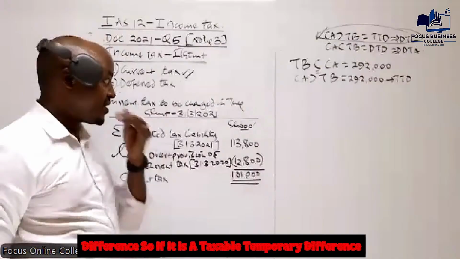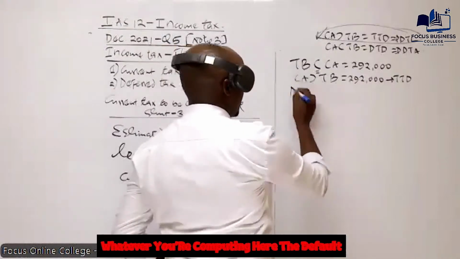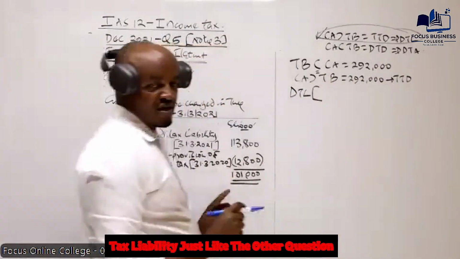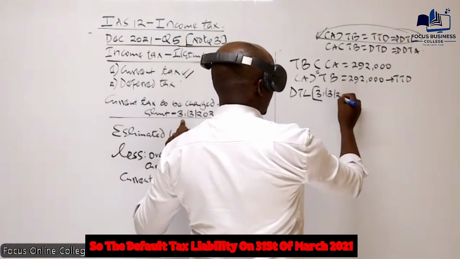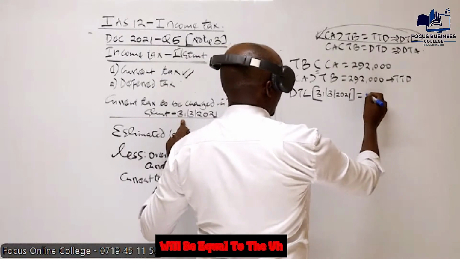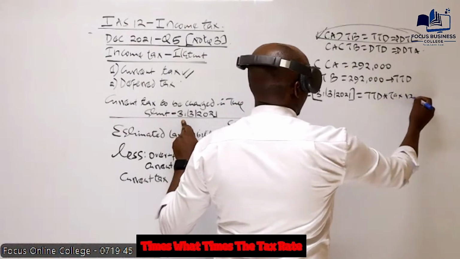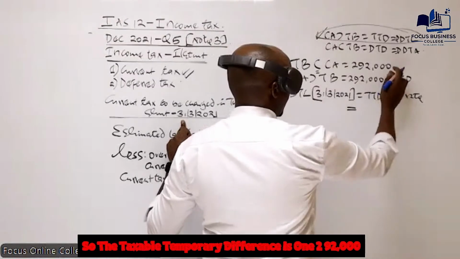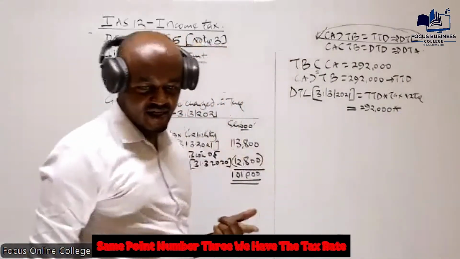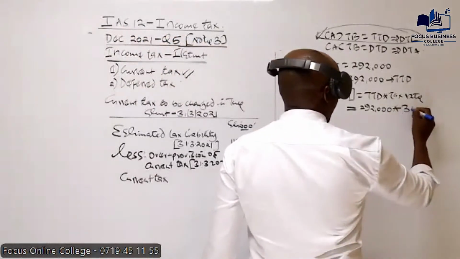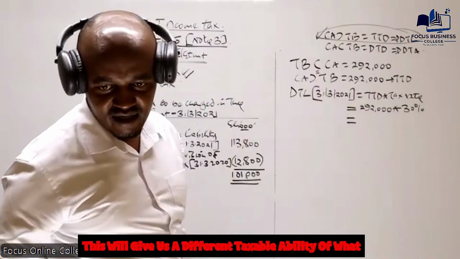If it is a taxable temporary difference, what do we compute? We compute the deferred tax liability. Just like the other question, this will be the deferred tax liability at the end of the year. So the deferred tax liability on the 31st of March 2021 equals the taxable temporary difference times the tax rate. The taxable temporary difference is 292,000, and in point number 3 we have the tax rate, which is 30%. So this will give us a deferred tax liability of what?